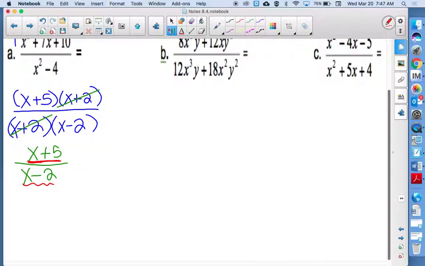Even though you're thinking to yourself, but those x's are the same, they're not. This x is with a plus 5. The other x is with a minus 2. They are different quantities. The quantity isn't the same. You cannot cancel it. Questions?